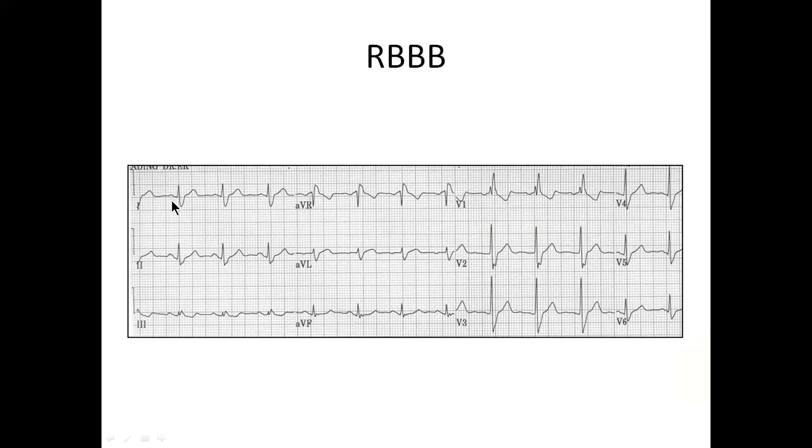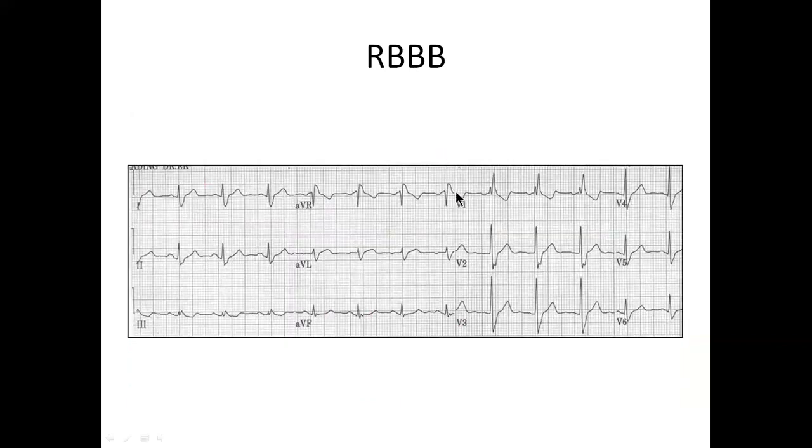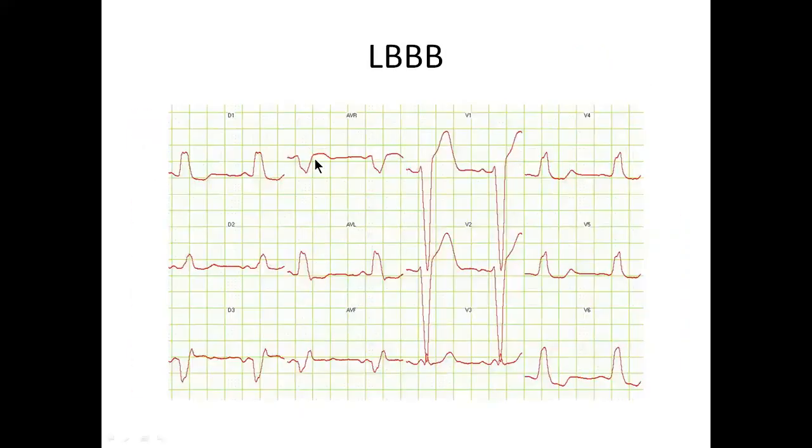Here you see in lead 1 the deep S. This is classic, okay? A deep S. And on this one, you can see the rabbit ear pattern, and that's in V1, okay? So that's the way you decide, when the QRS is wide, you look at the pattern to decide: is it a right bundle branch block or is it a left bundle branch block, okay?